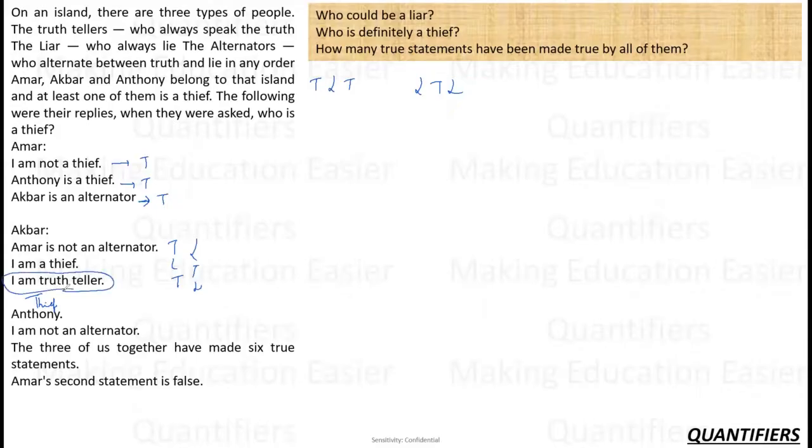This is definitely a lie, because I am assuming Amar to be a truth teller, which means all the statements will move according to Amar now. So I am a truth teller has to be a lie, which means the only option it has is lie, truth, lie. It says Amar is not an alternator. Amar is not an alternator and Amar is a truth teller, which means this statement is also proving to be true.